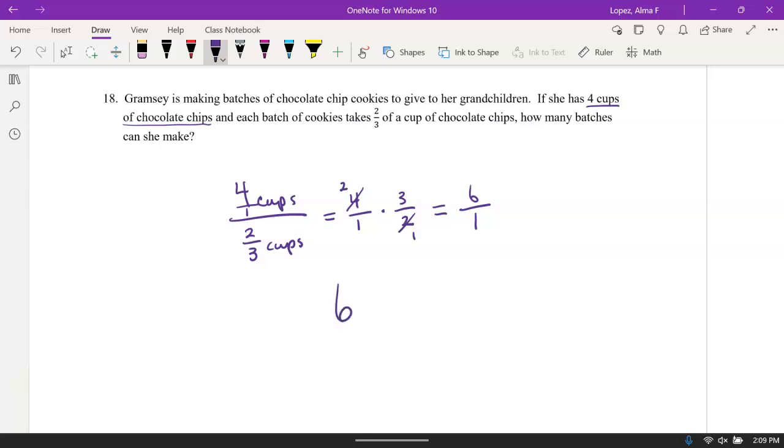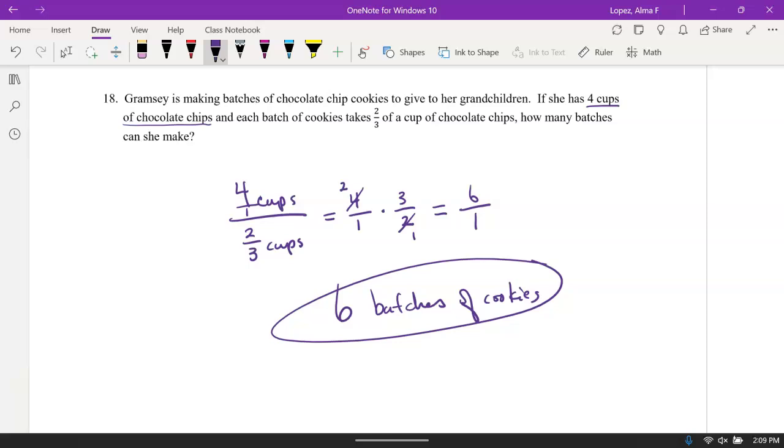But that actually is just the number 6. You can make 6 batches of cookies because you've got those 4 cups, and they can make 6 batches of 2/3 cups. That's what that is telling us.